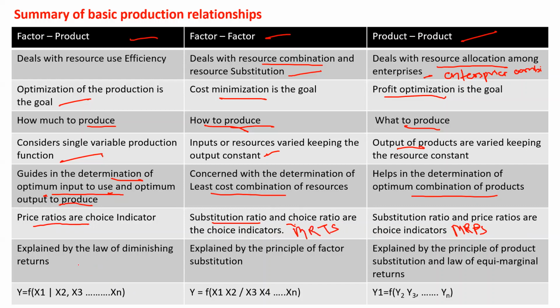For factor-product we use the law of diminishing returns. For factor-factor we use the principle of factor substitution, and in product-product we use the principle of product substitution and law of equimarginal returns. So mathematically, if we want to represent factor-product relationship, we represent it by y is equal to function of x1. X1 here is the variable input, and others are the constant inputs. In factor-factor we have two variable inputs and others are constant. And in product-product we explain it as y1, that is one output is the function of other outputs. So this is the summary of basic production relationships.